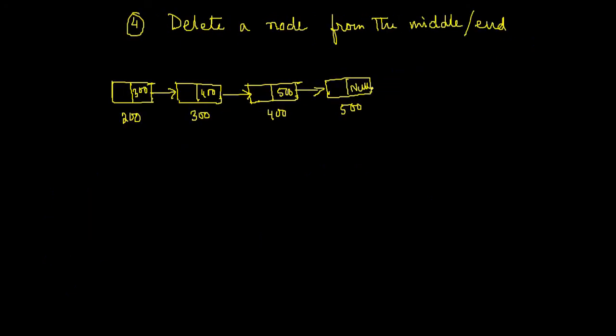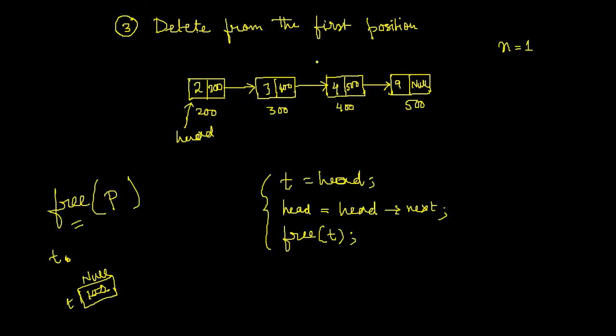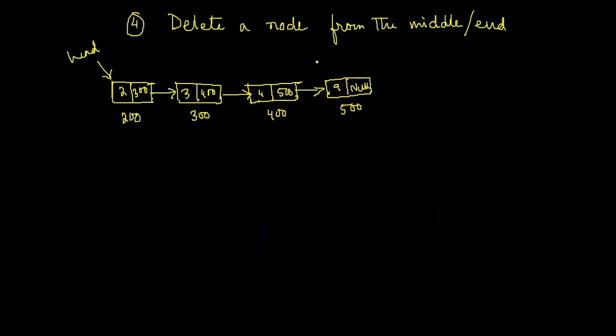And what are the criteria? 2, 3, 4, 9. And right now, this is pointed to by head. So this is the situation after deleting the first node. Now I want to delete something from the middle. For example, I want to delete this particular node, the third node. So at the time of deleting, n will be equal to 3.